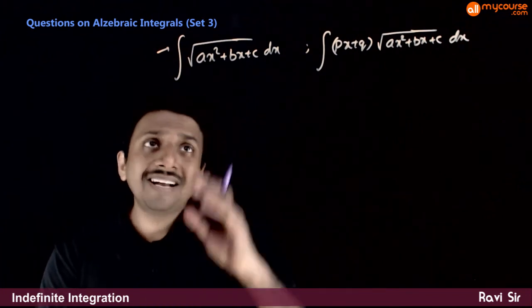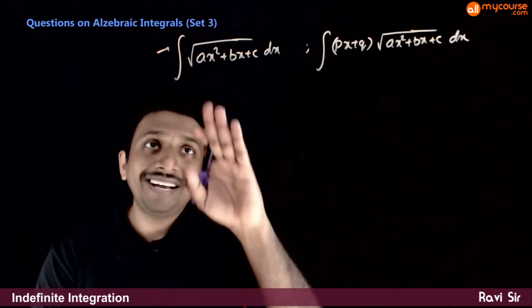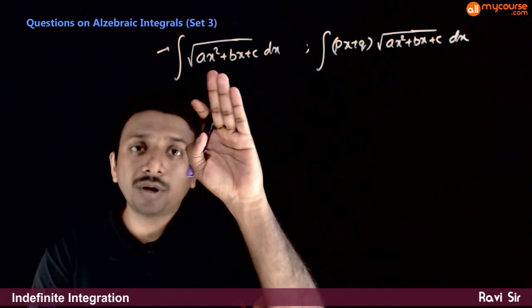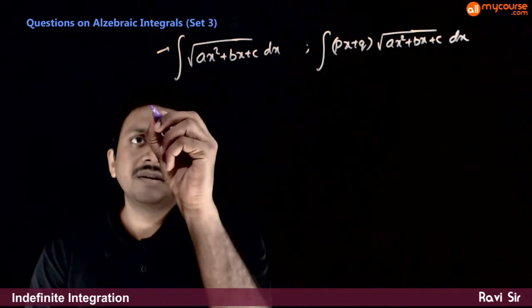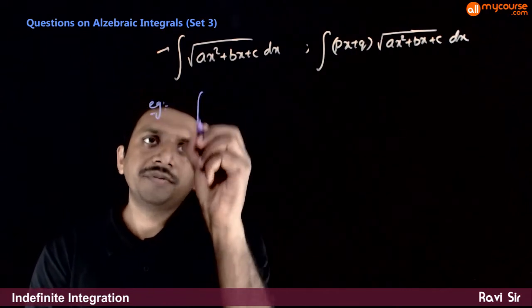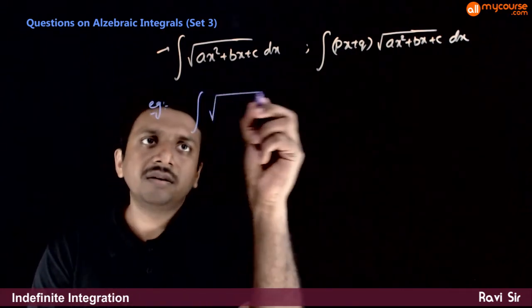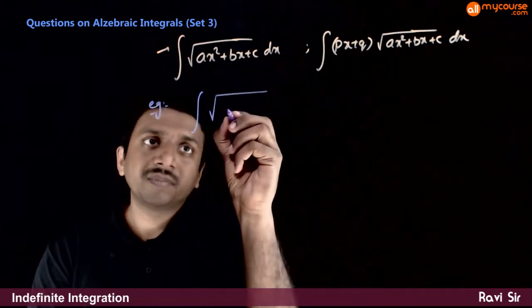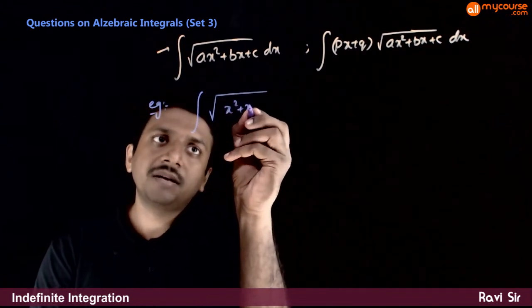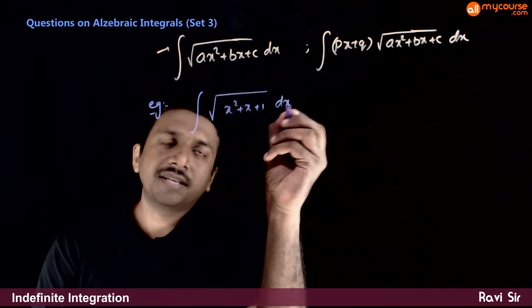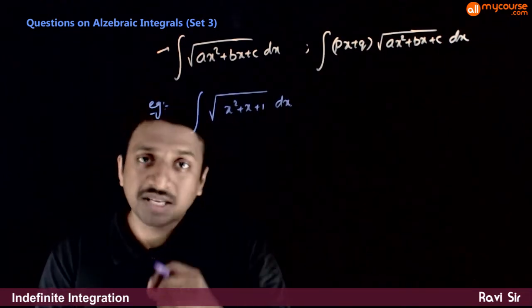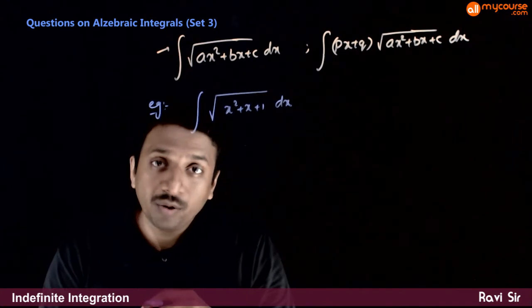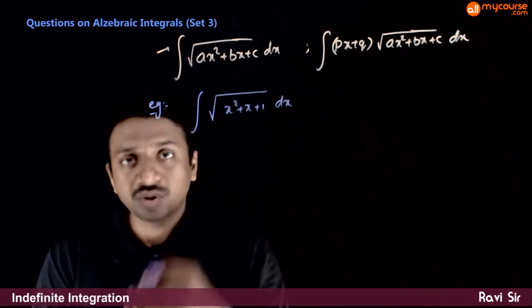Next, using integrals of set 3, we can integrate integrals of the form root of quadratic and linear times root of quadratic. For example, we have to integrate root of x square plus x plus 1 dx. So what we do is we first complete the squares for this.